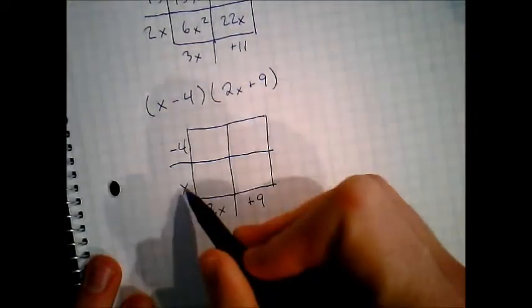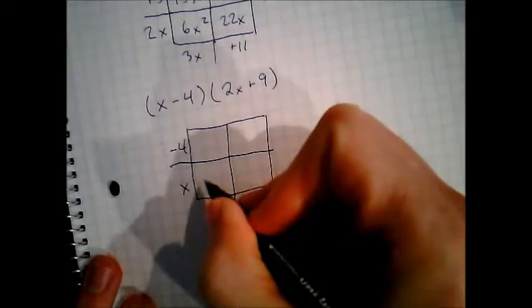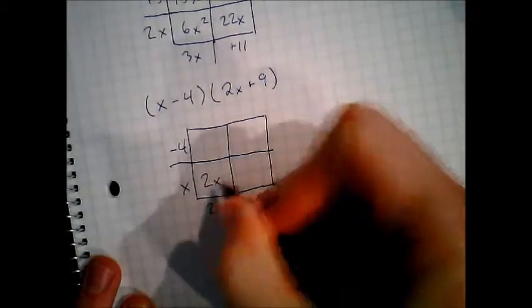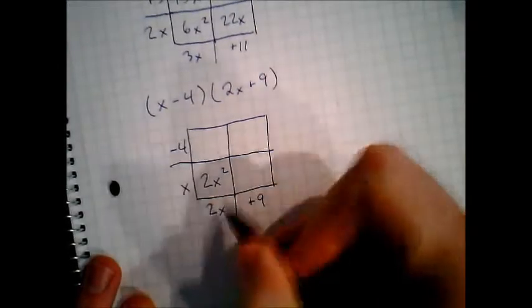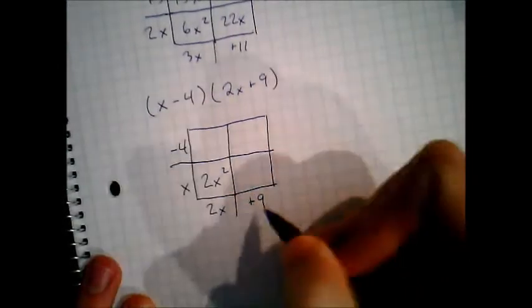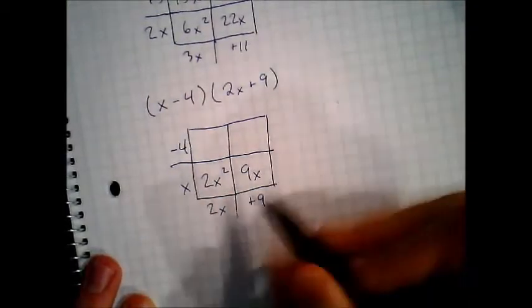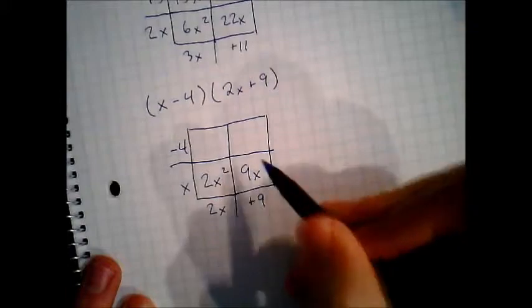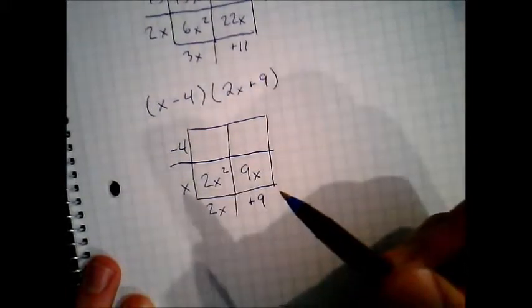So now we want to distribute the x through our second group. So x times 2x is 2x squared. Okay, 1x times 2x is 2x squared. Remember, x by x is x squared. Now x times 9 is simply 9x. And it's very important that we be very careful with our exponents. X times 9 is 9x. Okay, x by x is x squared.